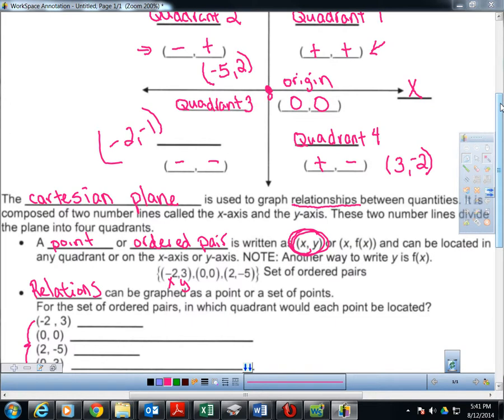So that first one is negative 2, 3. So I need which quadrant is going to be a negative for my x and a positive for my y. Well, right here, I have negative for my x, positive for my y. So that's going to be in quadrant 2.